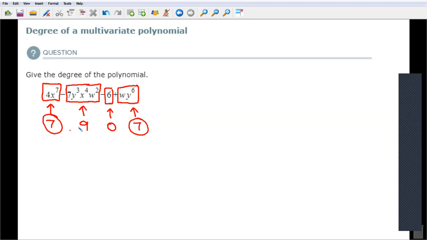Now, if this wasn't 9, if this wasn't the higher number, and we had two terms that were 7, then it would just be 7. We would make our degree 7 because both of those have the same degree. Now, because 9 is bigger, this is what we use. So the answer to the question here is 9, but if that second term wasn't there, we would have a degree of 7. So if they tie, they both represent the degree.